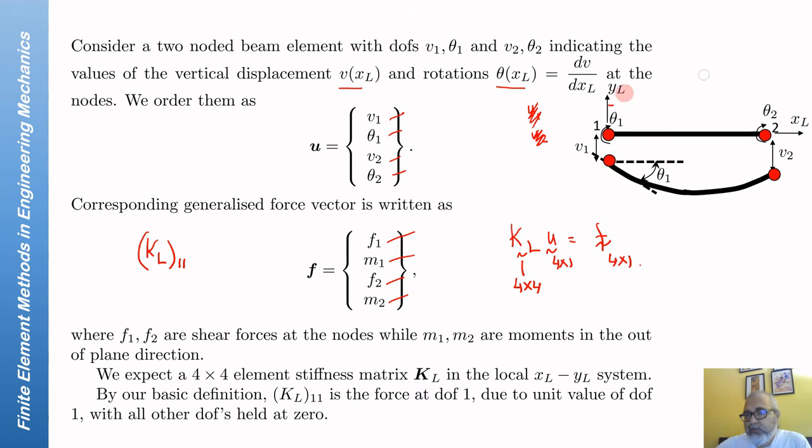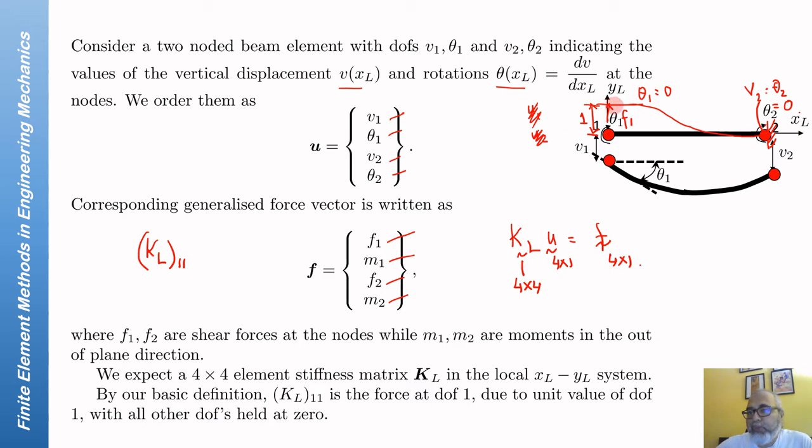In other words, I am trying to deform this element in this fashion, where this is a unit displacement, and of course to cause this unit displacement I need to apply a force which is F1, and all other degrees of freedom, θ1, which is the slope here, is 0. V2 is fixed, so both V2 and θ2 as well are 0.